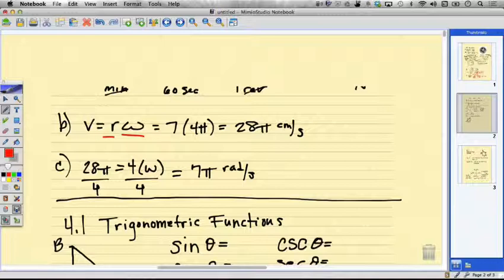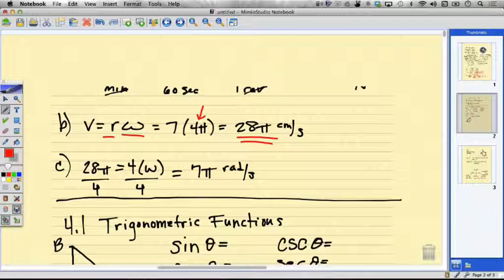Multiply these two together. This part comes from the previous example. That was the answer to the previous problem, A, 4 pi, that's the angular speed. The radius of my big circle is 7. So 7 times 4 pi, that belt travels around at 28 pi centimeters per second. That's my linear speed of my belt.